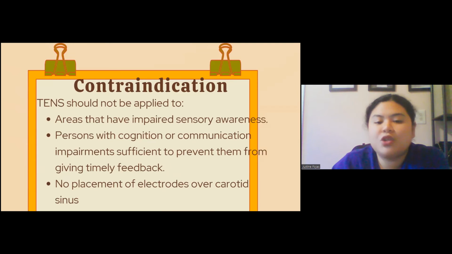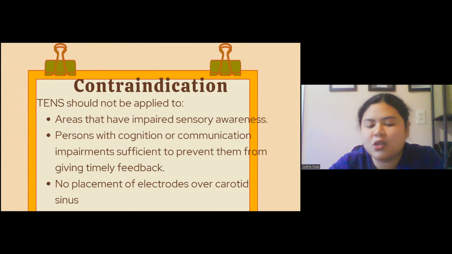So what we should not do when applying TENS. TENS should not be applied to areas that have impaired sensory awareness. Also, we should not do it with persons with cognition or communication impairments that are sufficient to prevent them from giving accurate and timely feedback.